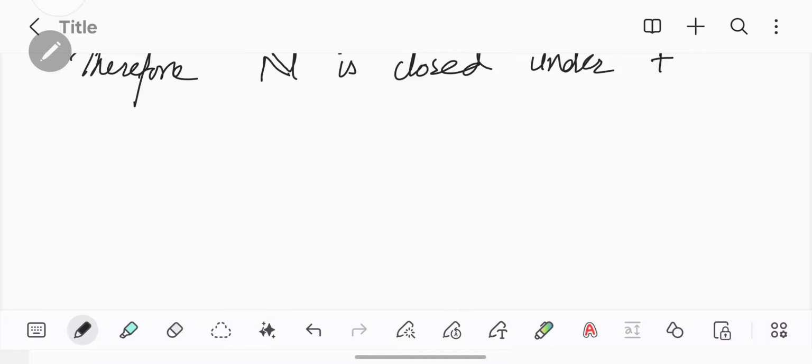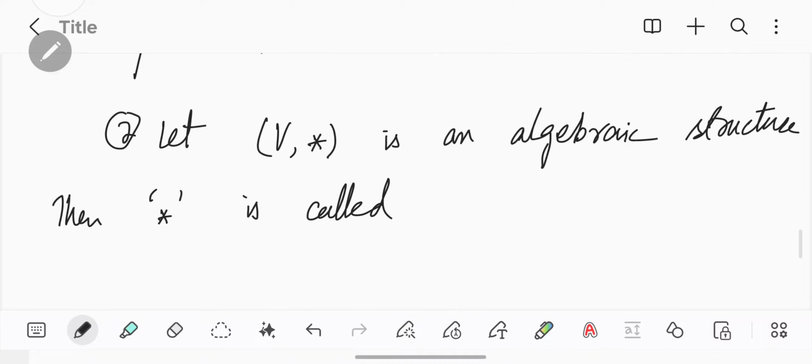So let me define another property. The second property is, again, let V be a set and star be a binary operation. Whenever we talk about a set, we will talk about a binary operation, right? So V is a set and star is a binary operation. These two things together are algebraic structures. Then star is called associative.